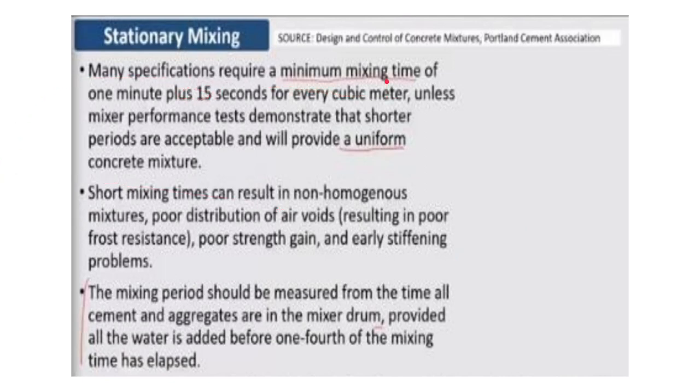Many specifications require a minimum mixing time of 1 minute plus 15 seconds for every cubic meter, unless mixer performance tests demonstrate that shorter periods are acceptable and will provide a uniform concrete mixture. Short mixing times can result in non-homogeneous mixtures, poor distribution of air voids, resulting in poor frost resistance, poor strength gain, and early stiffening problems. So these are some of the problems with short mixing. The mixing period should be measured from the time all cement and aggregates are in the mixer drum, provided all the water is added before 1/4 of the mixing time has elapsed. So the mixing period basically starts with the mixing of cement and aggregates in the mixer drum, provided water is added before 1/4 of the mixing time has completed.